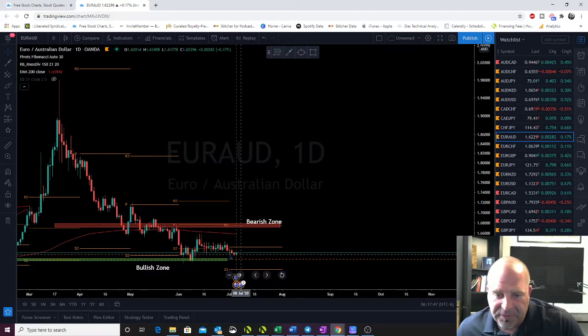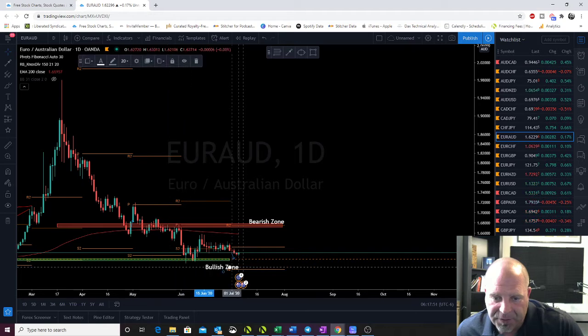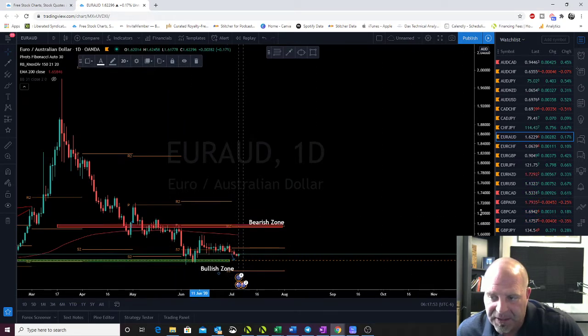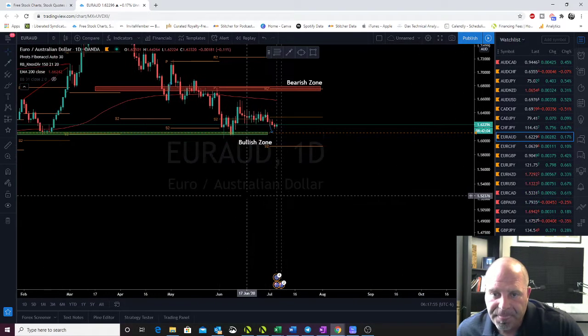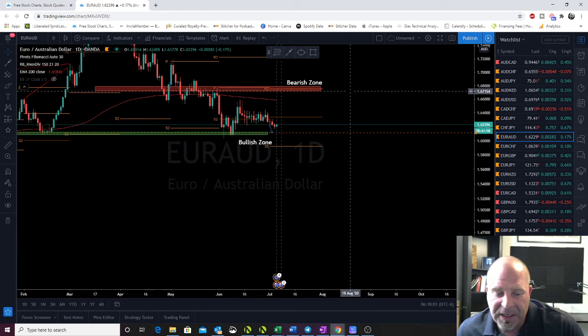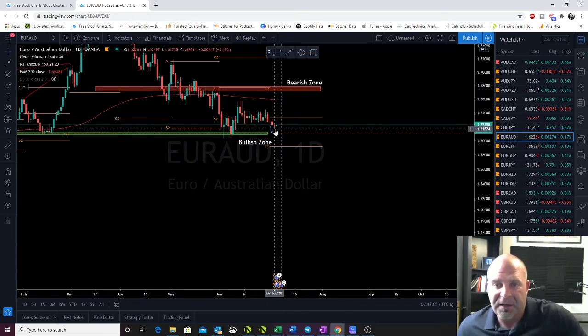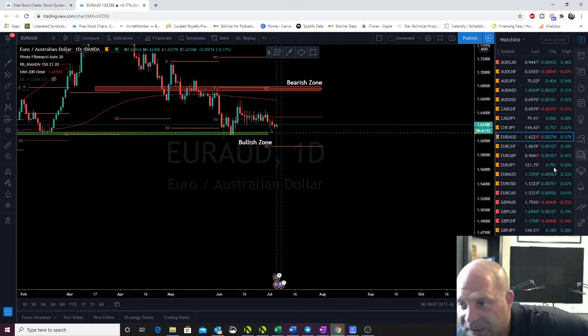EUR/AUD. Well, we haven't gotten the push down to our alert yet, which is where I really want to see price for me to be a buyer. But we're starting to see price action giving us that sign that we might be respecting this area, and then we'd see a good bounce up.